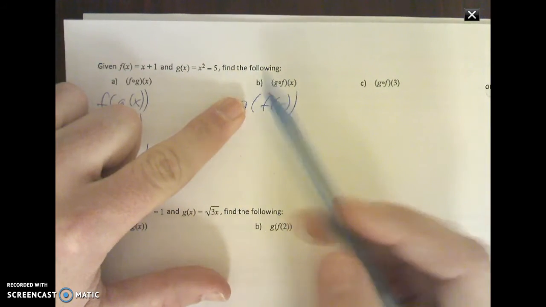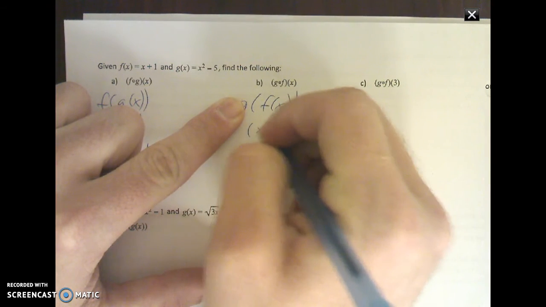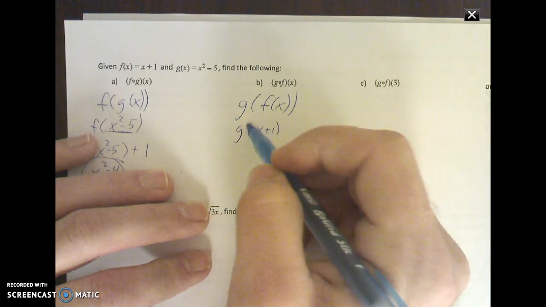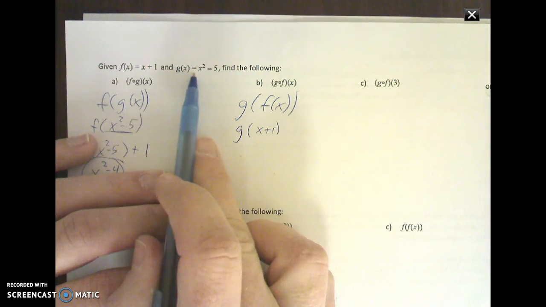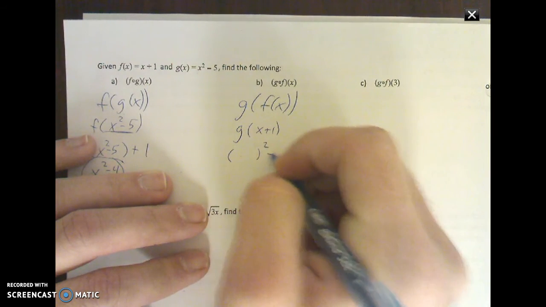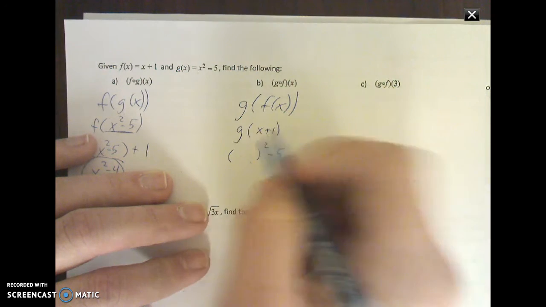Look inside out. F of x is x plus 1. Okay? Now check this one out. This is a little bit more difficult. G of x is something squared minus 5. The something being squared is the last thing in the parentheses.